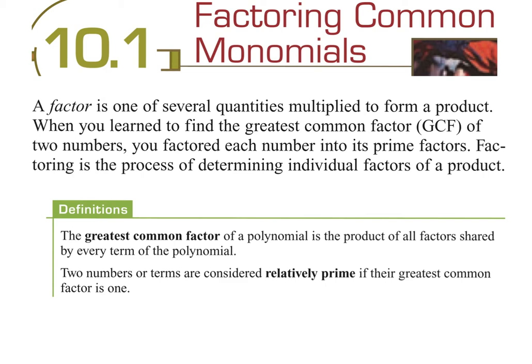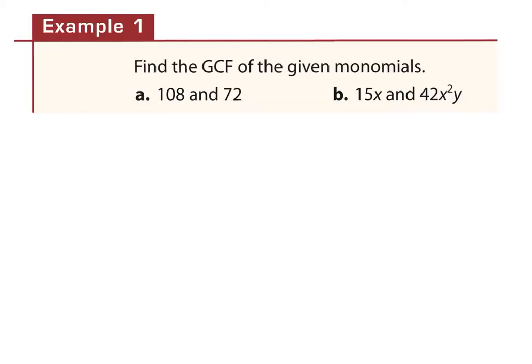Greatest common factor is a term that you probably should have used now. So let's look at greatest common factors, all right? For something like 108 and 72, we've done this before. We may not have done 15x and 42x squared y. We're going to look at them individually. The method that I use is the factor tree.